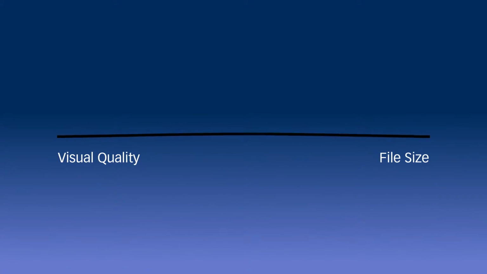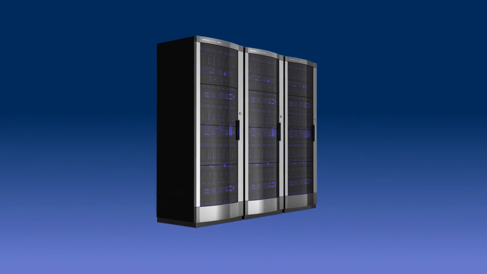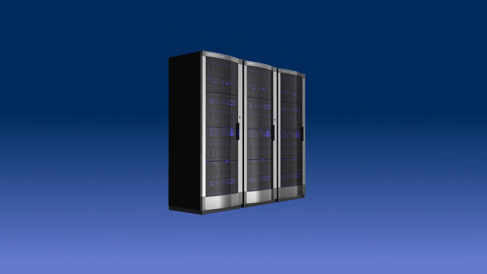H.264 effectively balances a tightrope between visual quality and file size for cost-effective bitrate management. As a result, bandwidth consumption is reduced when distributing and recording content, and the amount of space when storing it. As a result, it all costs less.